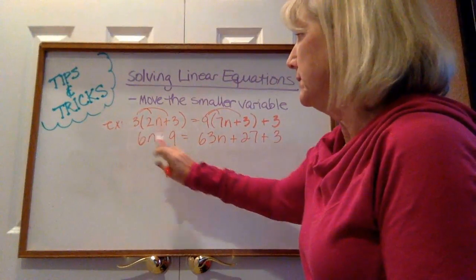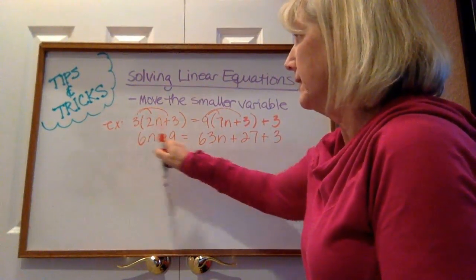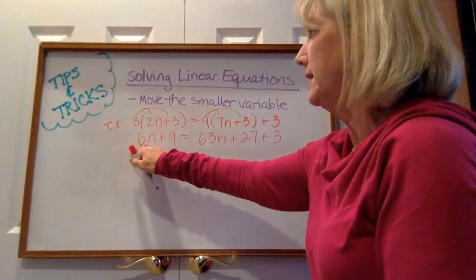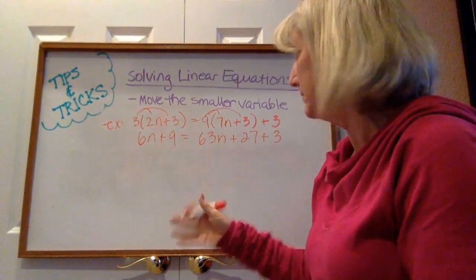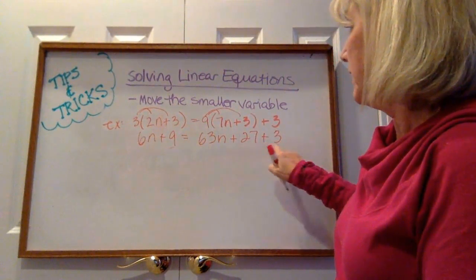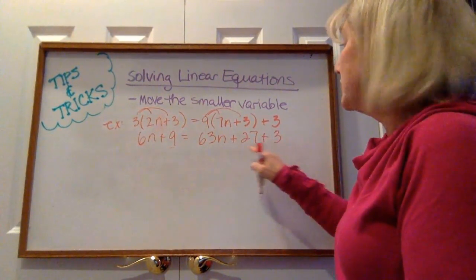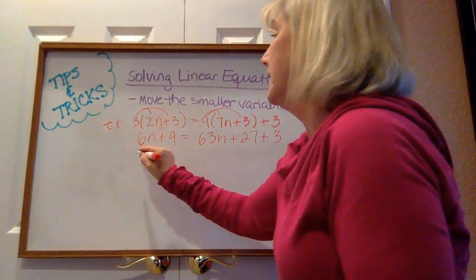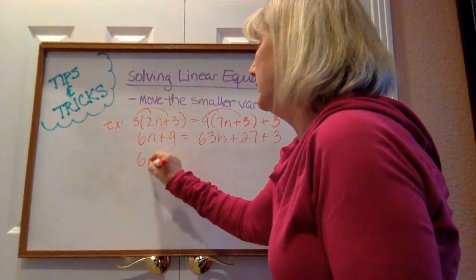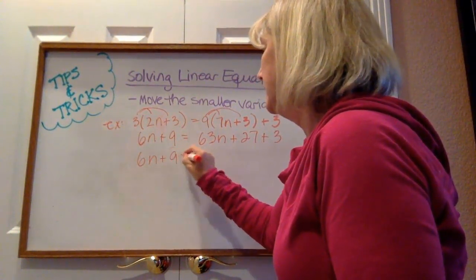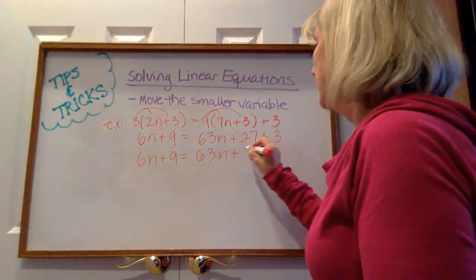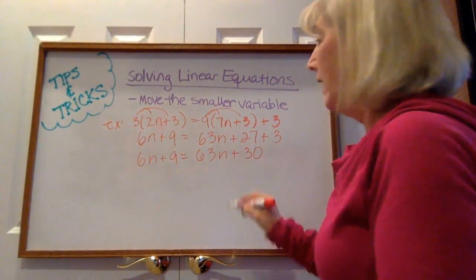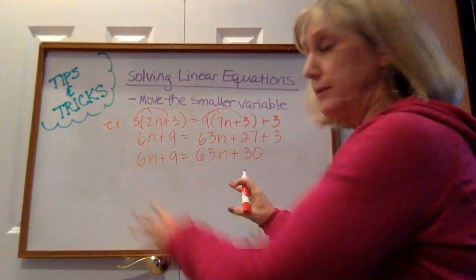Now this side is completely simplified because you can't add the 6n and the 9 because they're not like terms. But on this side, we have the 27 and the 3, which can be combined. So again, we're going to write the whole sentence out. 6n plus 9 equals 63n plus, and the 27 plus 3 is 30. All right, so now both sides are completely simplified.